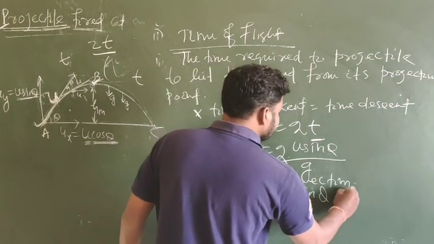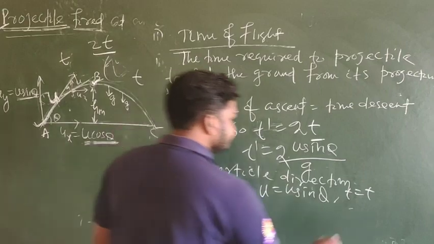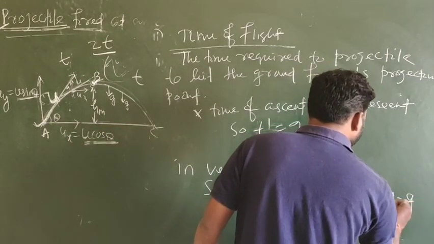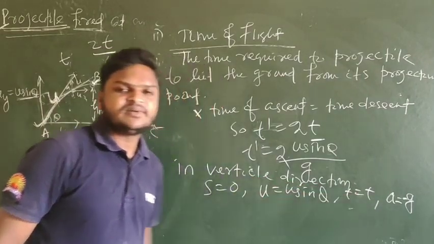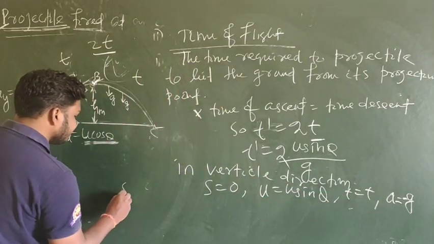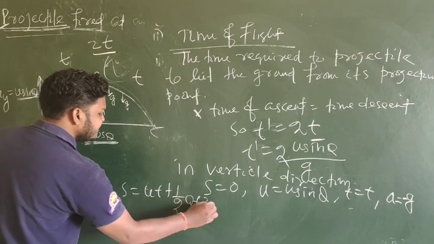Then which time is t and a is minus g. Then we can also find this value t by using the equation of motion, that is s is equal to ut plus half at square.